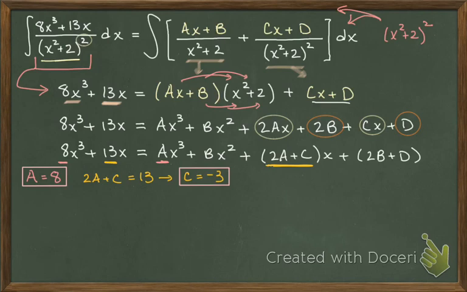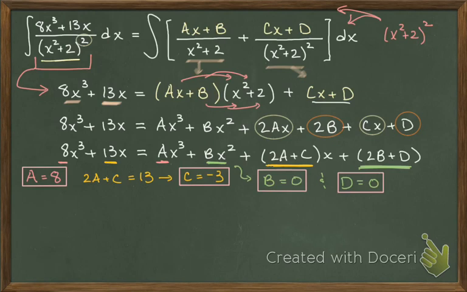On the left side, I don't have any x squared terms. So on the right side, b should be a value to eliminate x squared. B should be 0. And in fact, 2b plus d should also be 0 because there's no constant term on the left side. So both b and d, I can argue, would be 0 here. Okay? So again, this is what I call matching coefficients, and it's usually pretty quick.